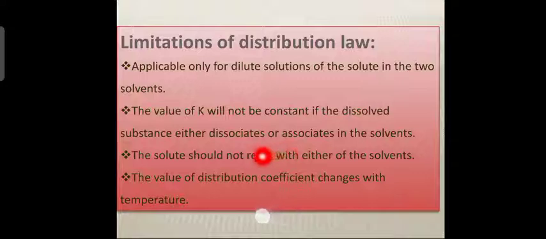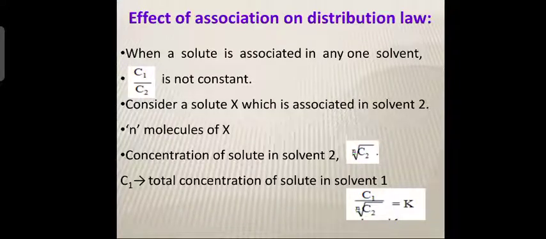The value of the distribution coefficient changes with temperature. So if the temperature changes, the value of the distribution coefficient also changes. At a particular temperature it is a constant. What is the constant value for iodine added to carbon tetrachloride and water? This ratio is 85.5 at 25 degrees Celsius. Suppose the temperature is not 25, something else, then this ratio is not the same, that is the meaning. Next slide.